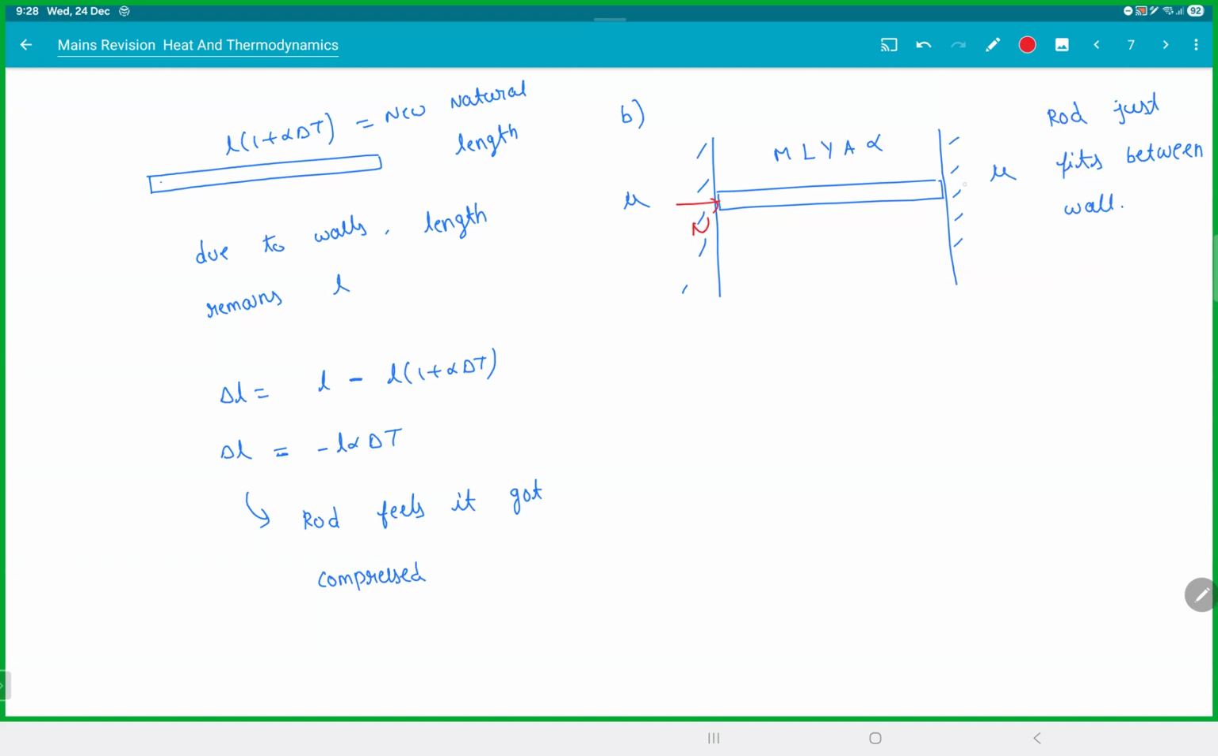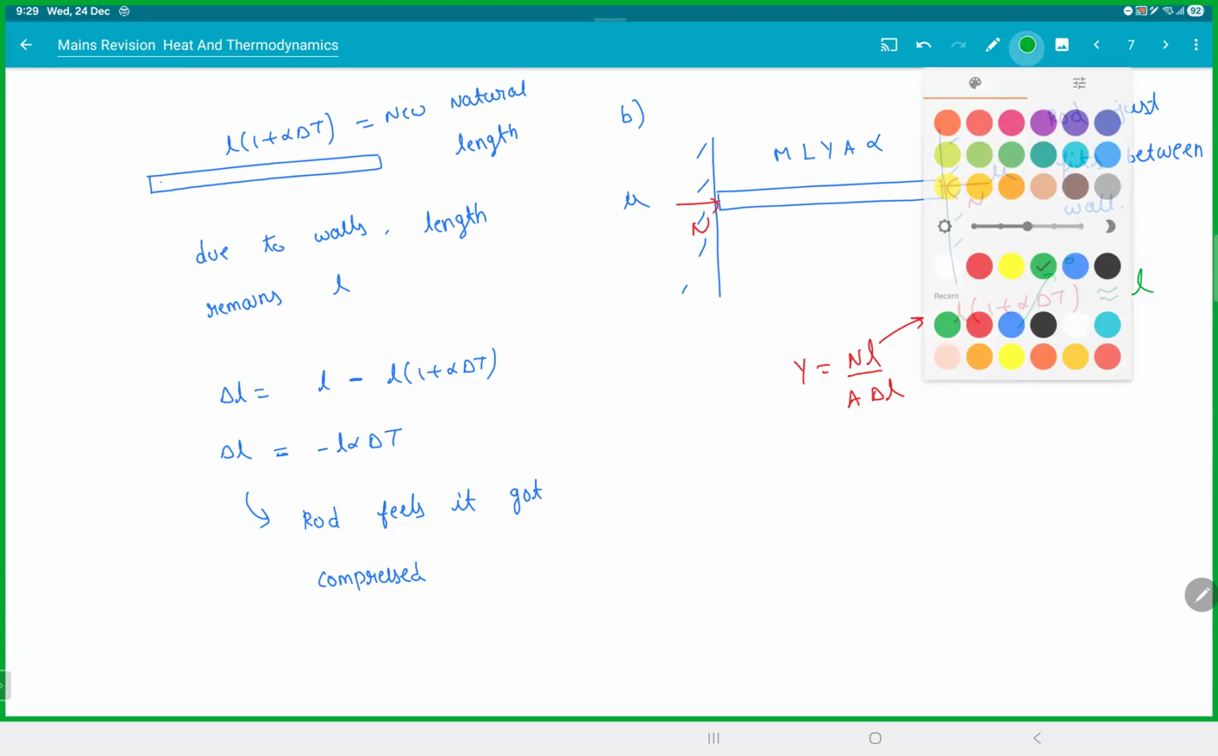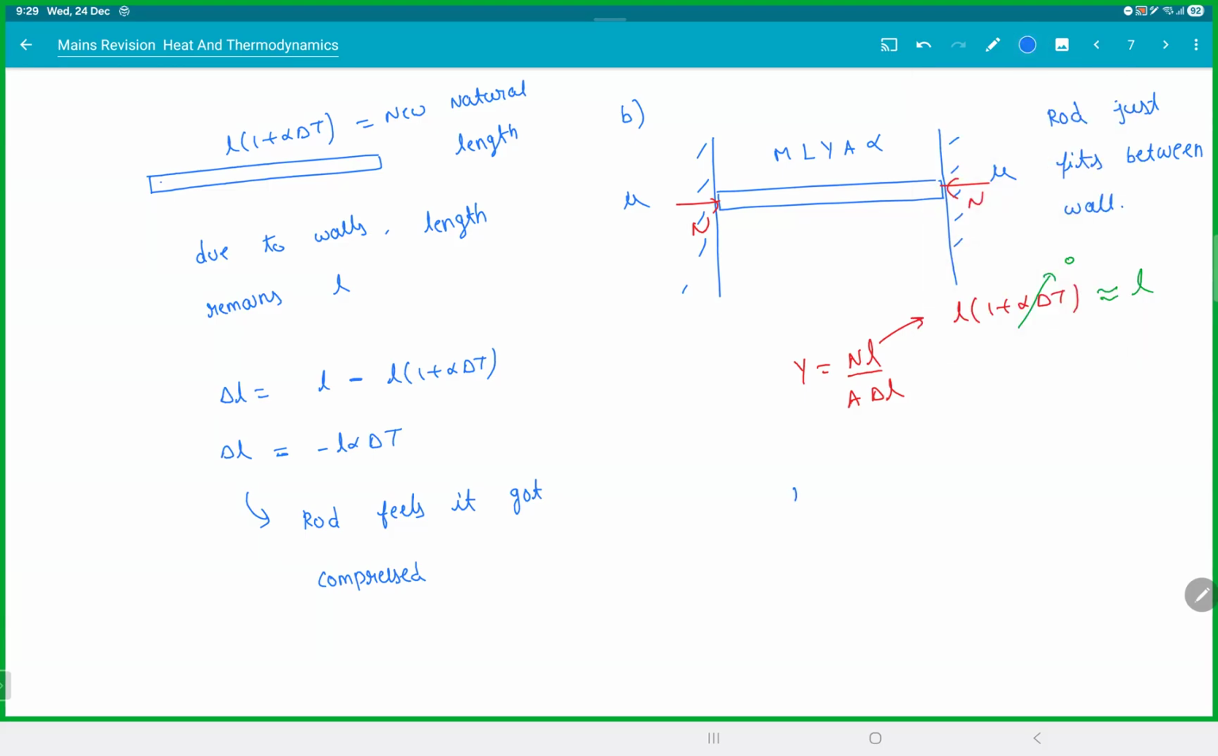So basically this will be the normal reaction, and that will be the tension. So Y is equal to NL by A delta L. Technically, this L also must be L into 1 plus alpha delta t. But since alpha delta t is small, we neglect this. It is negligible, and we say this is approximately equal to L. Then we get 2 times friction is equal to mg, so F is equal to mg by 2, which is less than or equal to mu into N. Substitute, and you'll get the answer from there. Clear with this?